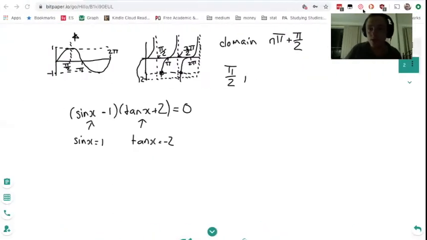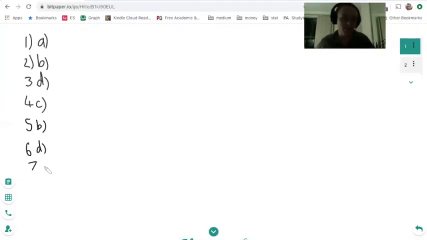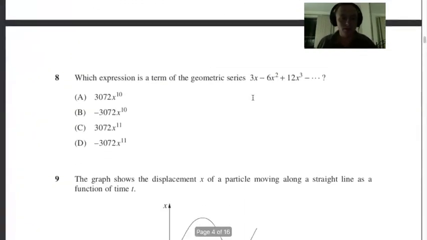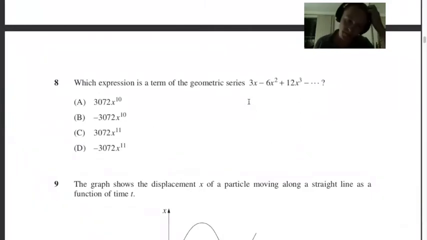Okay, we're going to go 7, B. I made a mistake there. 8. Which expression is a term of the geometric series? These are good questions as well. They can get quite tricky, nice and challenging. Which expression is a term of the geometric series?